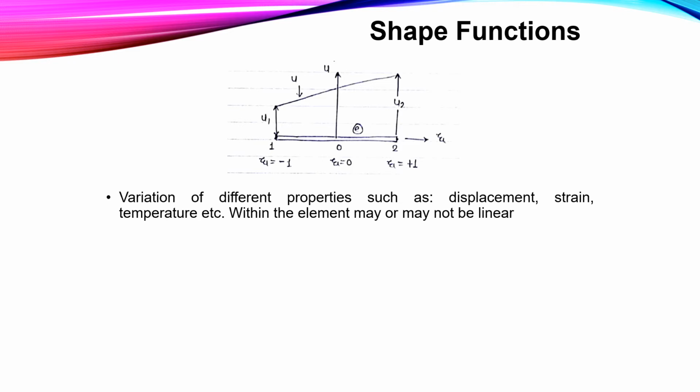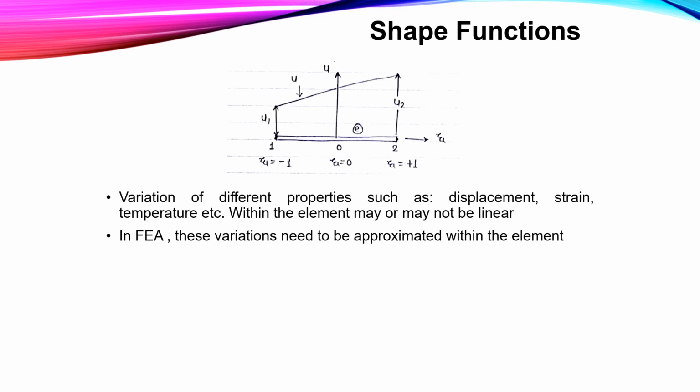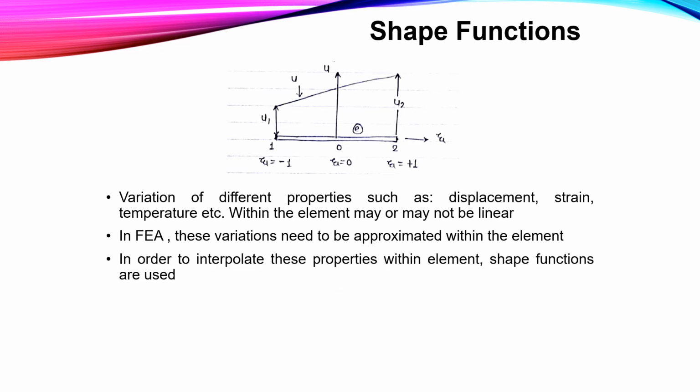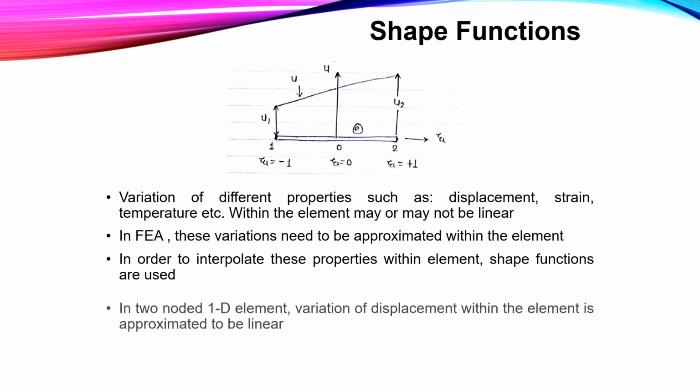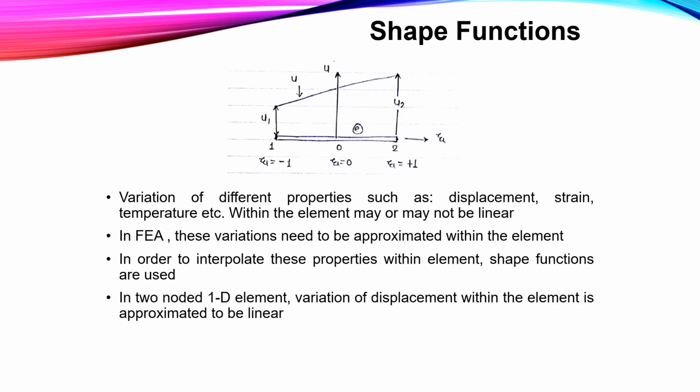Variation of different properties such as displacement, strain, temperature, etc. within the element may or may not be linear. In finite element analysis, these variations need to be approximated within the element. In order to interpolate these properties within the element, shape functions are used. In a two-noded one-dimensional element, variation of displacement within the element is approximated to be linear. So this is the example, the explanation of this figure.